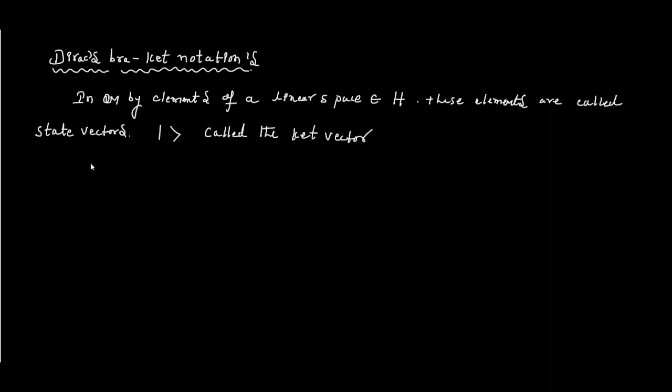So we know a normal vector. If you take a three-dimensional vector, for example, I can write here this is a vector. So this vector A is represented as ax ex plus ay ey plus az ez. Here ax, ay and az are called the components of the vector. These components depend upon the choice of coordinate system.